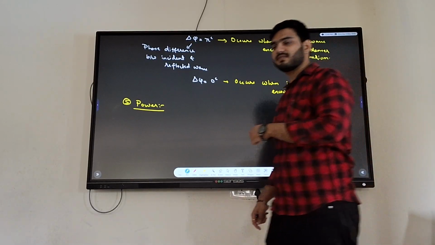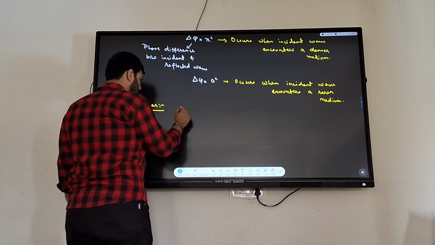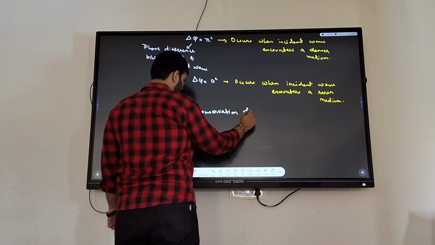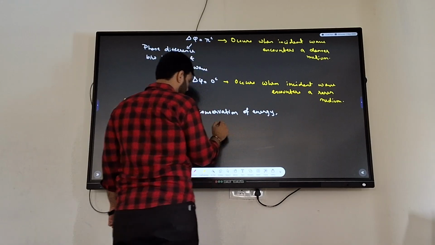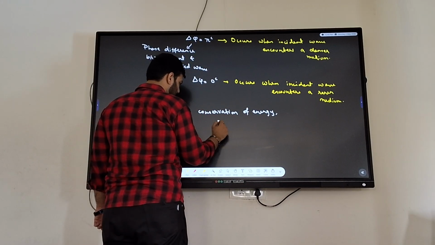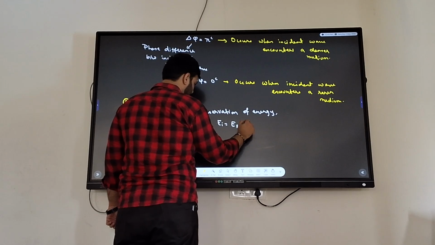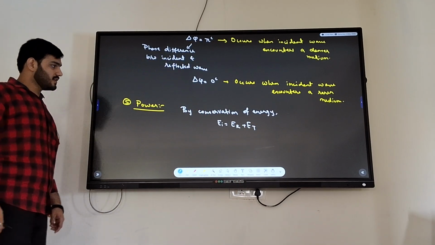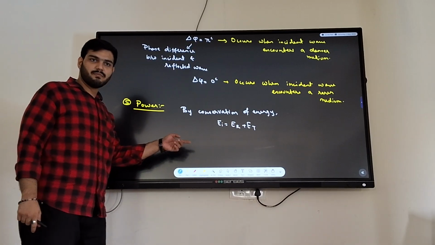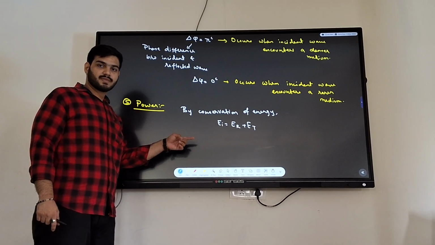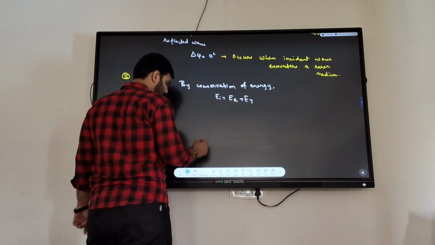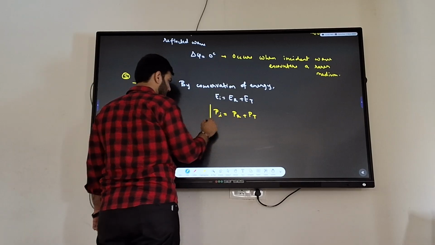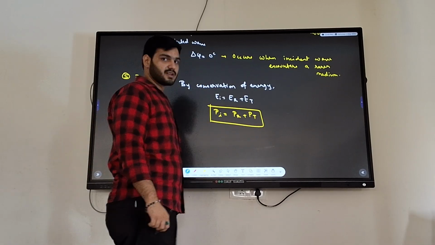Yes? Then by conservation of energy, what can I write? Ei has to be equal to Er plus Et. Yes or no? Then, if I take per unit time, then what will it be? Power. And what will it give? So that will be Pi is equal to Pr plus Pt. This is the equation that it follows.